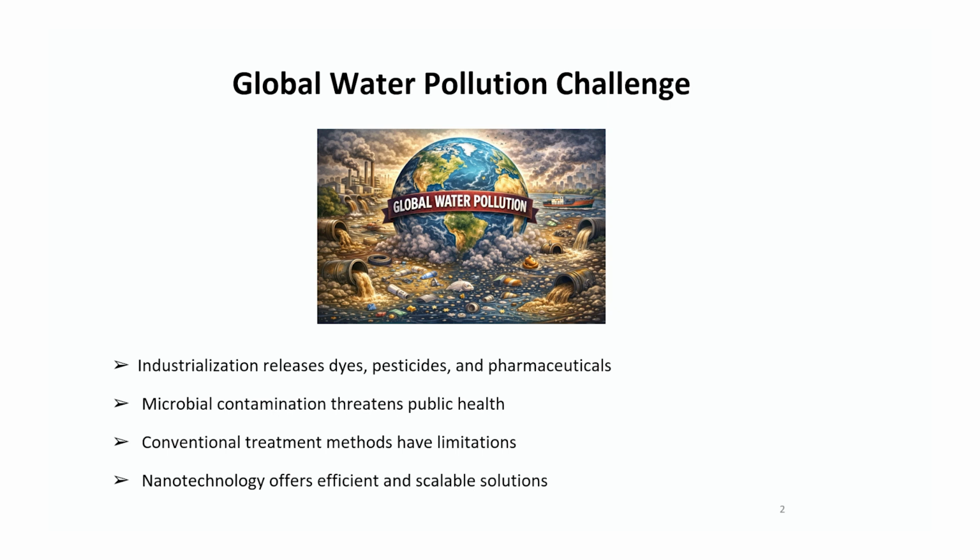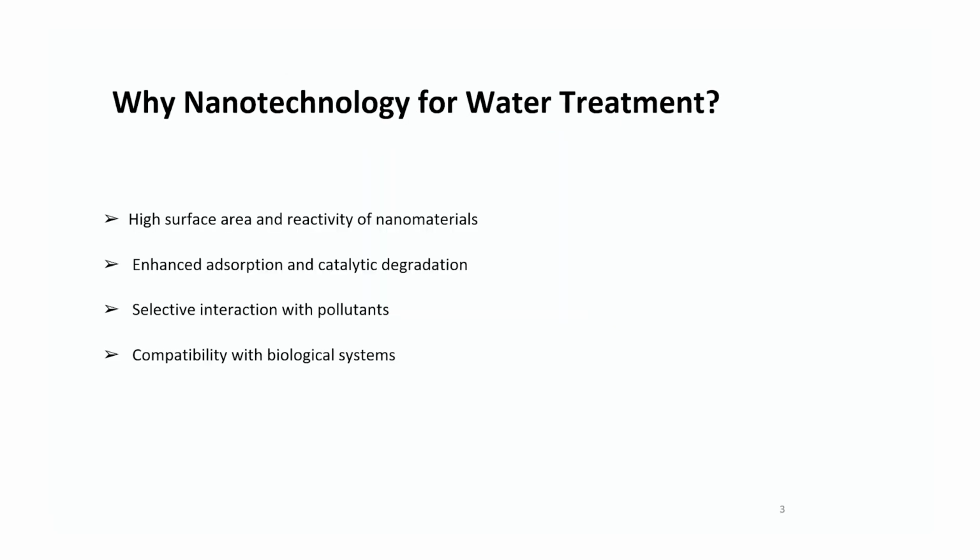So how does it do that? Why is nanotechnology being used for water treatment? As you already know by now, nanomaterials have a high surface area and reactivity. They have enhanced absorption and catalytic degradation power, they can selectively interact with pollutants, and their compatibility with biological systems is very high. So nanotechnology has emerged as a promising method for water remediation.